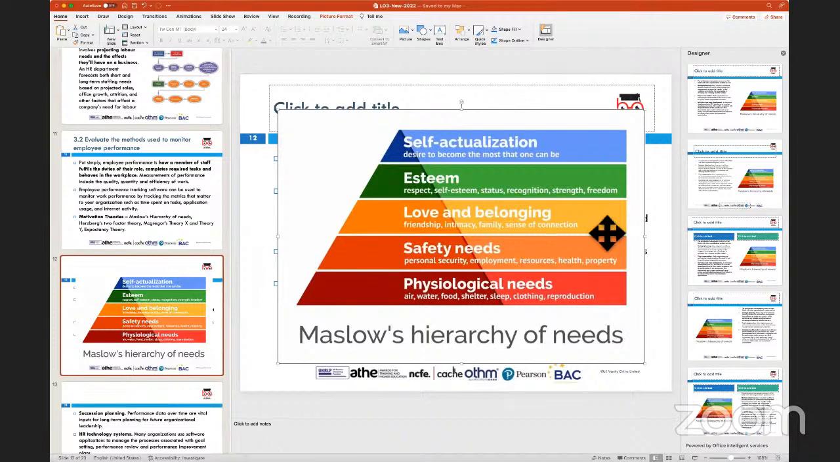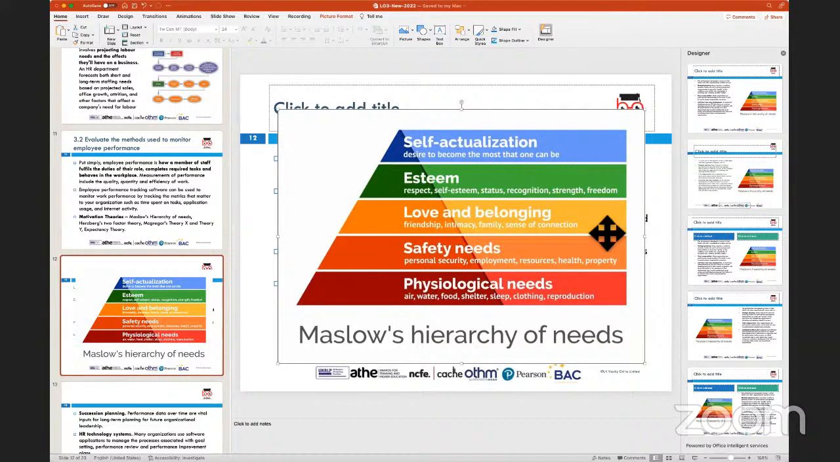He basically proposed that individuals are primarily motivated by certain types of needs. He proposed and discovered five types of needs, and he put them into a hierarchical pyramid, which he called the hierarchy of needs.